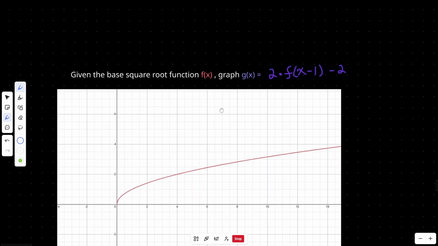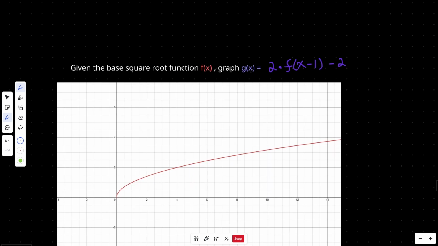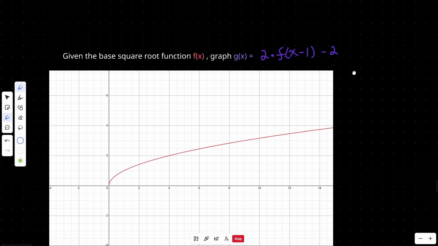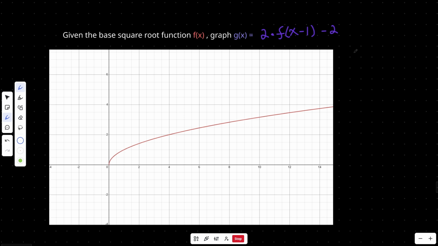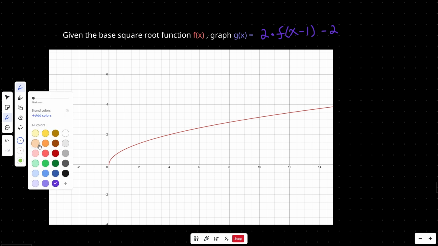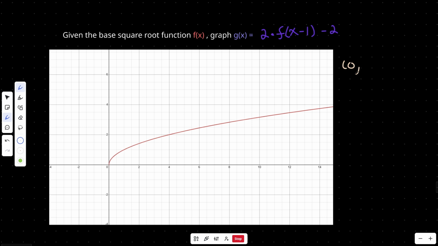So given the base square root function f of x, graph g of x is equal to 2 times f of x minus 1, minus 2. Okay, so in order to apply transformations to your base square root function, you always want to transform your identifiable points. And your identifiable points in this case are going to be the points, like we pointed out, 0, 0, 1, 1, 4, 2, and 9, 3. So you always want to transform these points as they will be easiest to work with as they're nice whole numbers.